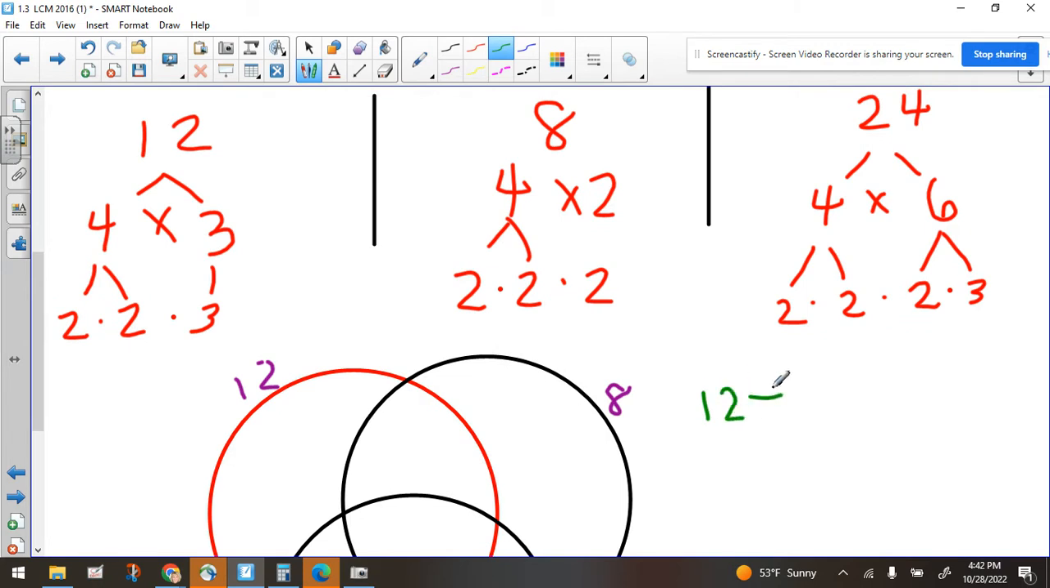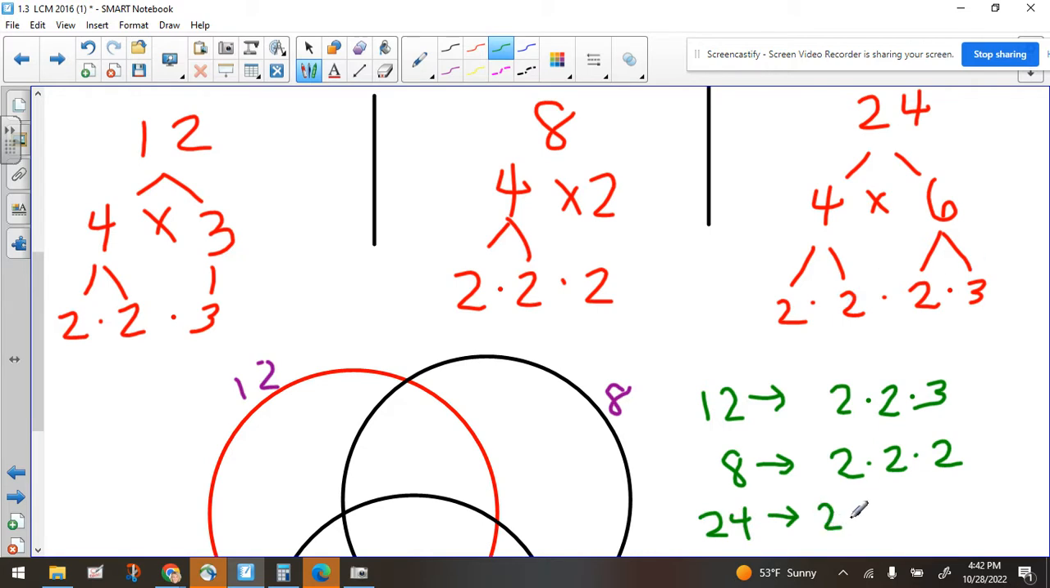So I did the prime factorization for 12, and I'm just going to write it over here. The prime factorization for 12, I'm going to put them in order. We have 2 times 2 times 3. The prime factorization for 8 was 2 times 2 times 2. So I'm just going to list it again here in green. And the prime factorization for 24 is 2 times 2 times 2 times 3.